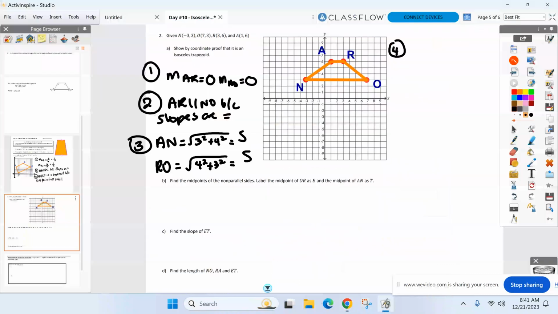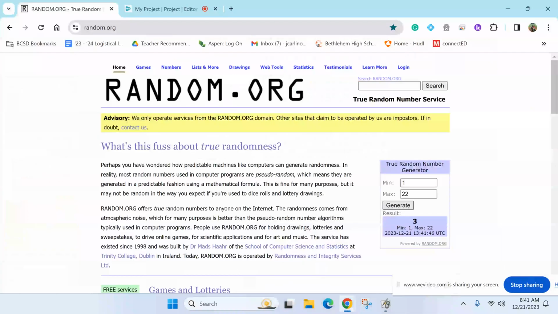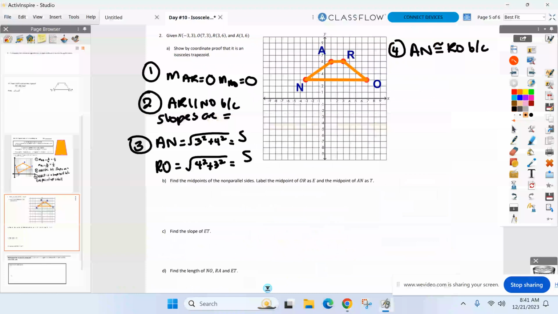Zoli? Yeah, they're the same. Which means they're what? Congruent. Okay, so AN is congruent to RO. Because, how do we know they're congruent? I'm going to ask all these questions here. Stellan, how do we know they're congruent? Because the distances are congruent. Yep, because the distances are equal, they're congruent.